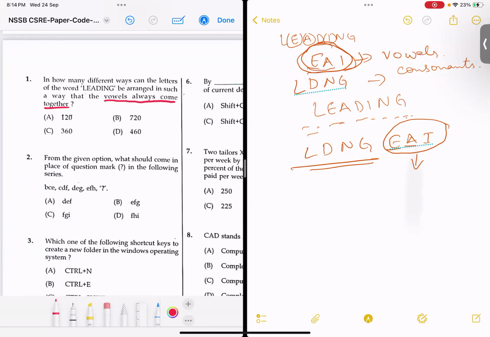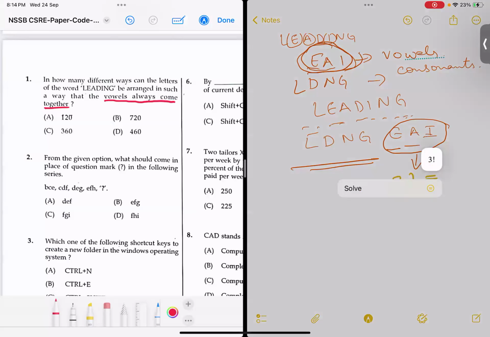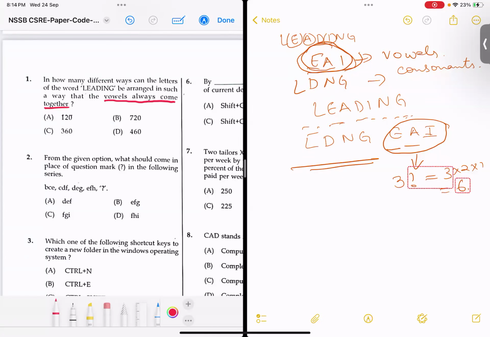We have 3 alphabets, so it can be arranged in 3 into 2 into 1, which is 6. So this part is complete, and we'll consider it as a single unit.